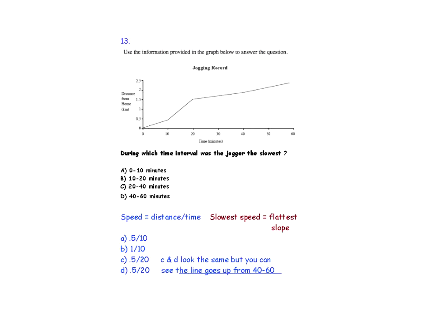Okay, question 13 says use the info provided in the graph to answer the question. And it says, during which time interval was the jogger the slowest, going the slowest? Well, we know that the slowest speed is going to be the flattest slope, right? So we want to look for the flattest slope. So which interval gives us the flattest slope?